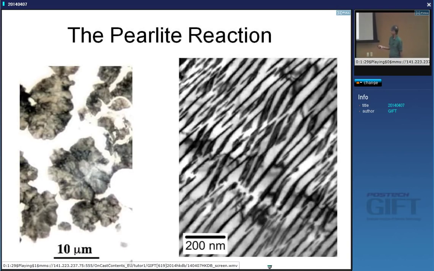And here is the structure. These are colonies of pearlite in a partially transformed specimen. This is austenite, and these are colonies of pearlite. You can see that clearly there is a lot of structure inside the colonies because it etches gray. You may or may not be able to resolve the lamellar structure, depending on the spacing. Here, for example, the spacing is very small, of the order of 50 nanometers, so you would not resolve this in an optical microscope. It would just appear gray like this.